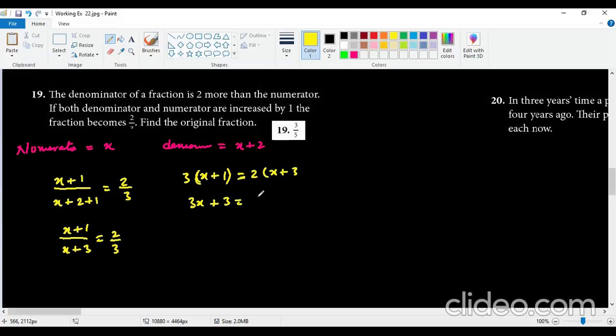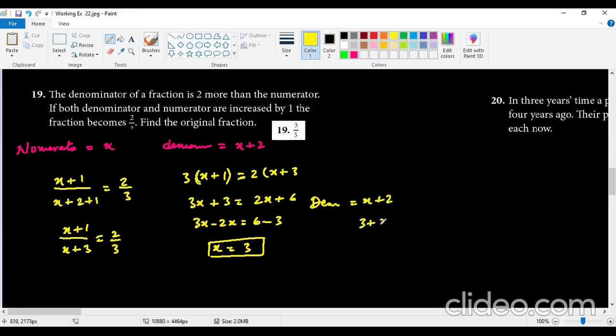So 3x minus 2x will be equal to 6 minus 3. That means x will be equal to 3. So the value of x is 3. Now I know very well I can use any equation I feel like. I will be using the numerator 3, and the denominator is 2 more, that means 3 plus 2. If we need to find out the denominator, it is x plus 2. That means 3 plus 2 is going to give us 5. So the original fraction we are looking for is 3 over 5, is the answer.